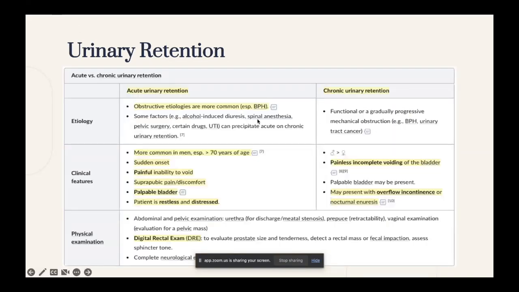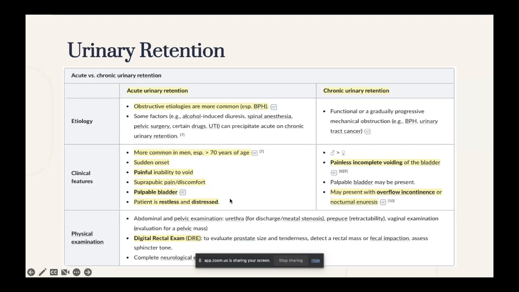Now, when we talk about the differences, it's really vital to identify them because each has a different approach to management. So acute urinary retention is usually less than a day, or we can extend it up to 5 days. There are obstructive etiologies most commonly, especially benign prostatic hyperplasia as the most common cause. There are also other factors, as mentioned here, spinal anesthesia and pelvic surgery, especially long surgeries that cause post-operative urinary retention. It's more common in elderly. Also, it's sudden onset, painful, inability to void.